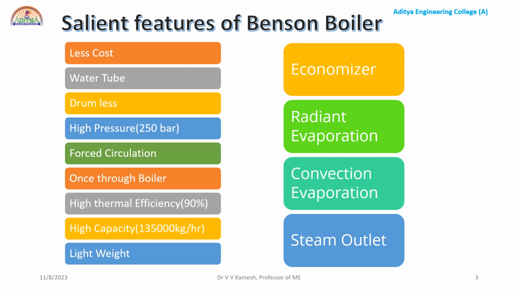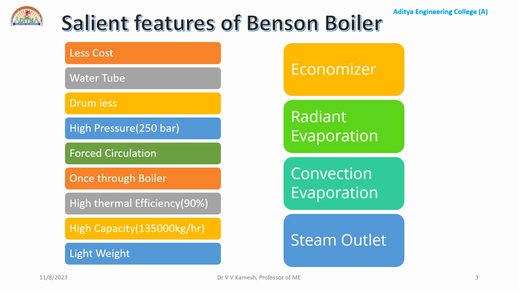And the important characteristic, which we already discussed a few seconds back, is that it is a once through boiler. Once through means that at one end of the pipe you enter the input water, and at the other end the steam at high pressure comes out. So by only one passage, your water will be converted to steam at the end. By these features, you get high thermal efficiency of up to 90%, and the capacity is also very high.